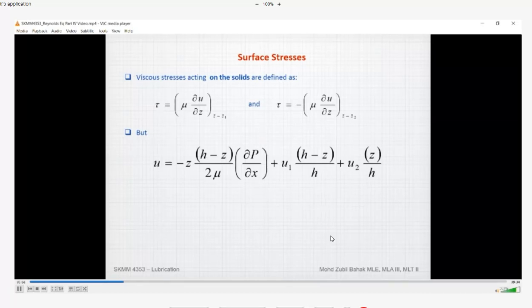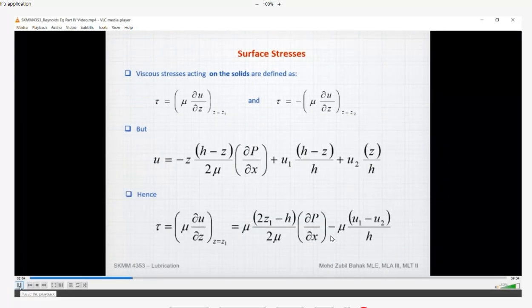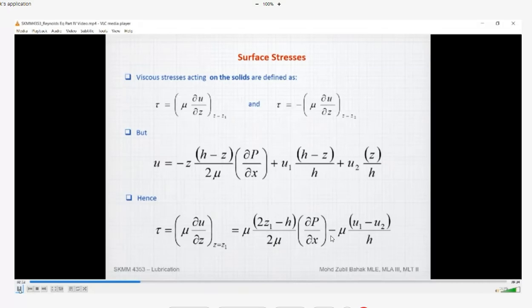But we have the u equation here, where we have partial p partial x and u2 z over h. Hence, if tau is equal to mu times the differentiation of the velocity, we differentiate the velocity u and put it into the equation, then we have tau at z equal to z1 as shown in the bottom equation there.